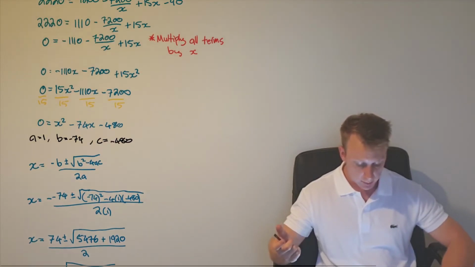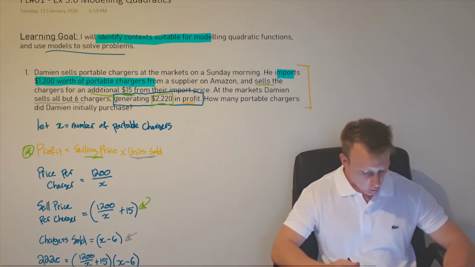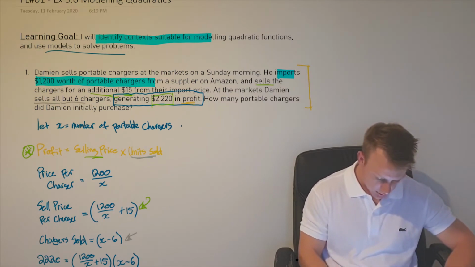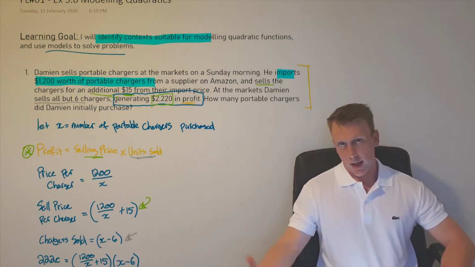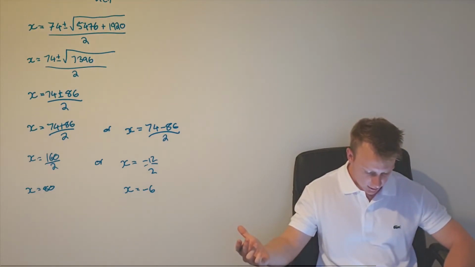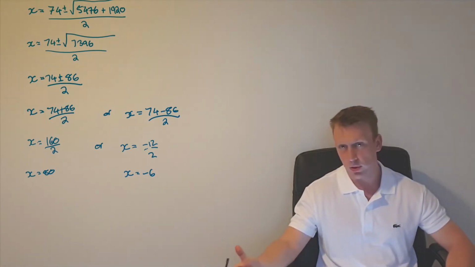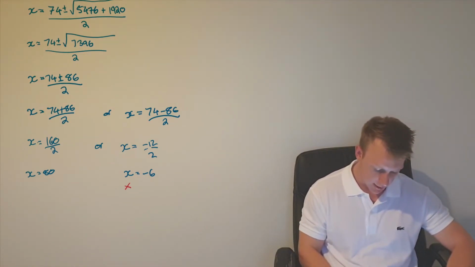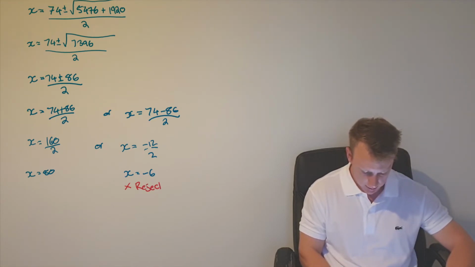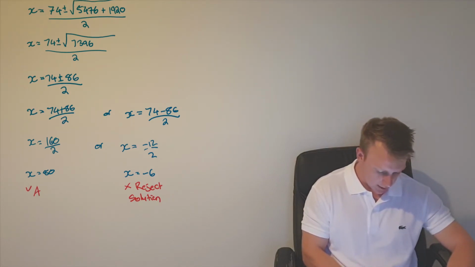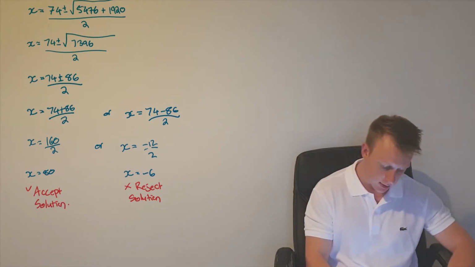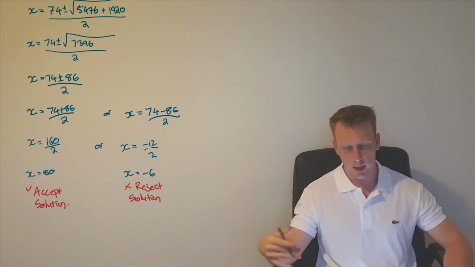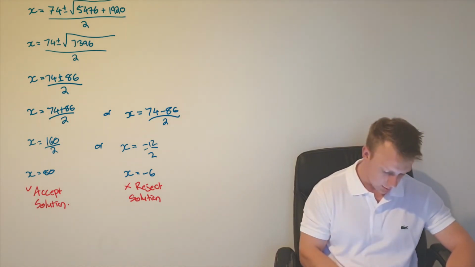I need to relook at my question. x was the number of portable chargers purchased. That really should be purchased. I've got two solutions for x. Did I initially purchase 80 or did I initially purchase negative 6 chargers? I did not purchase negative 6 chargers, so I'm going to reject that solution. I'll accept this solution and write a statement. Therefore, initially bought 80 chargers to sell.